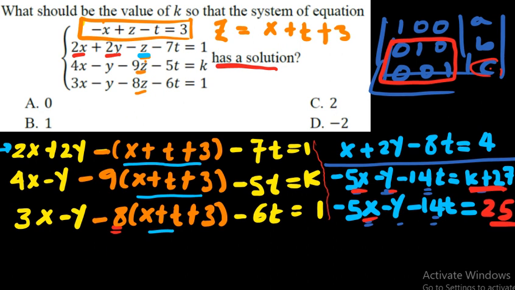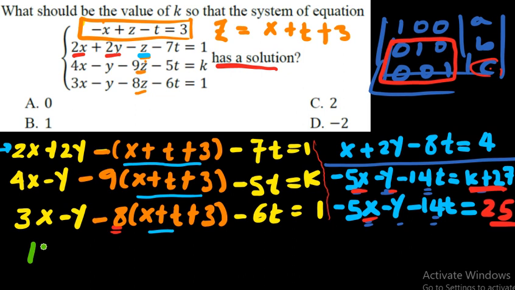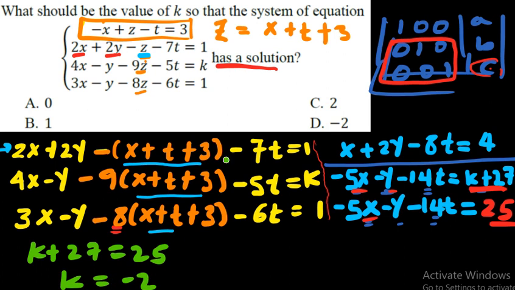Therefore, let us do it. It's going to be k plus 27. It must be equal to 25. When you shift the 27 to the other side, k must be negative 2. So to have a solution, or to say this system of linear equations has a solution, the k value must be negative 2. Otherwise, if k is not negative 2, this system of linear equations will not have a solution.